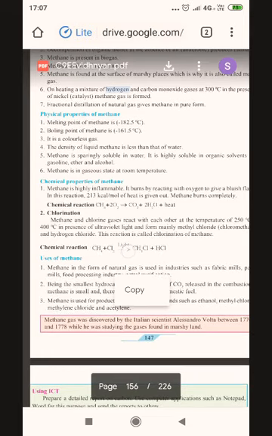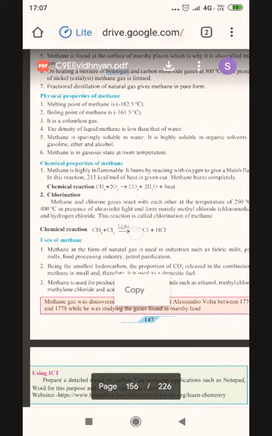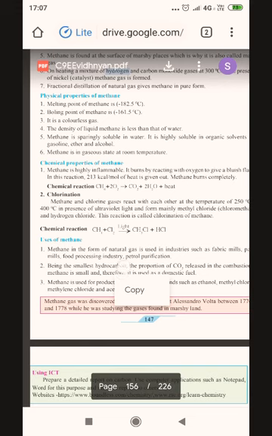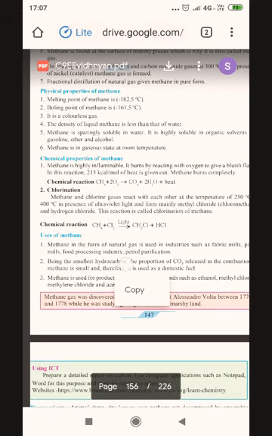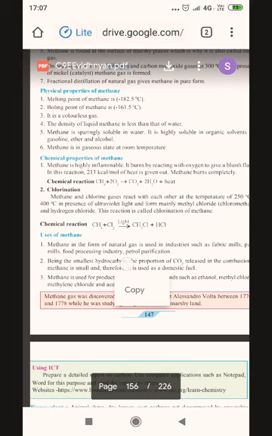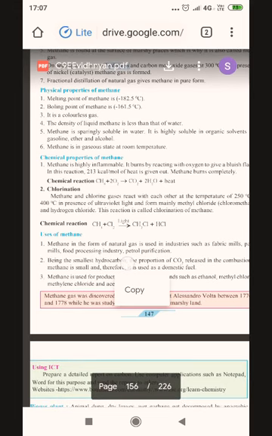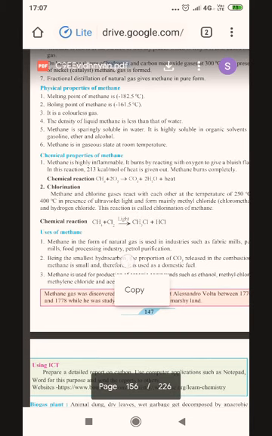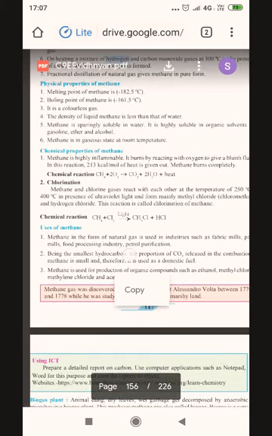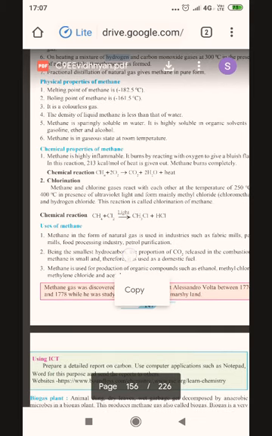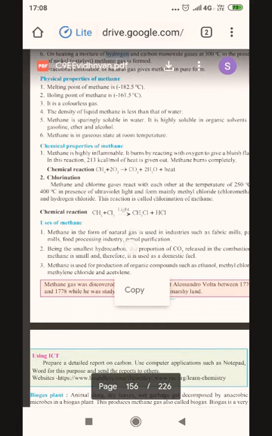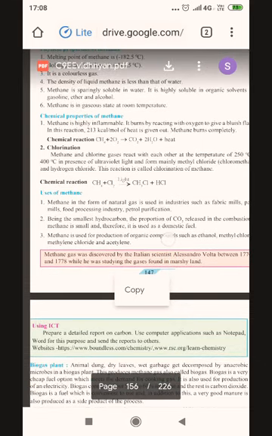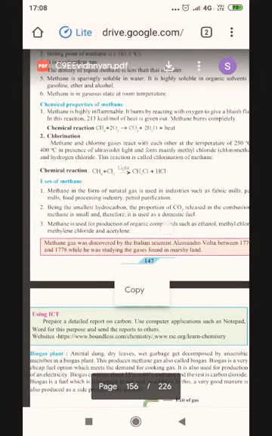Now, physical properties of methane. Physical properties which we can see with our naked eyes. The melting point of methane is minus 182.5 degrees Celsius. The boiling point of methane is minus 161.5 degrees Celsius. It is a colorless gas. The density of liquid methane is less than that of water. Methane gas is sparingly soluble in water, meaning hardly soluble in water, but it is highly soluble in organic solvents like gasoline, ether, and alcohol. Methane is in the gaseous state at room temperature.